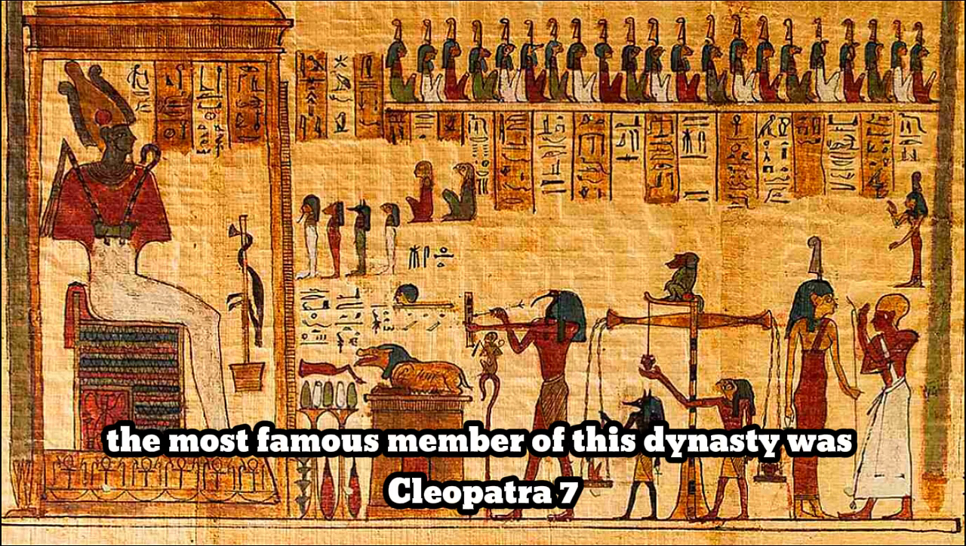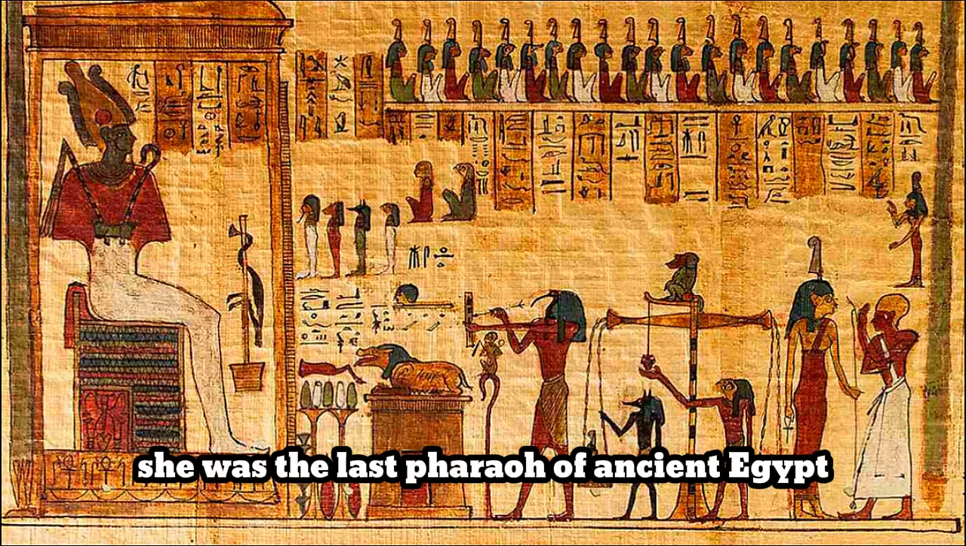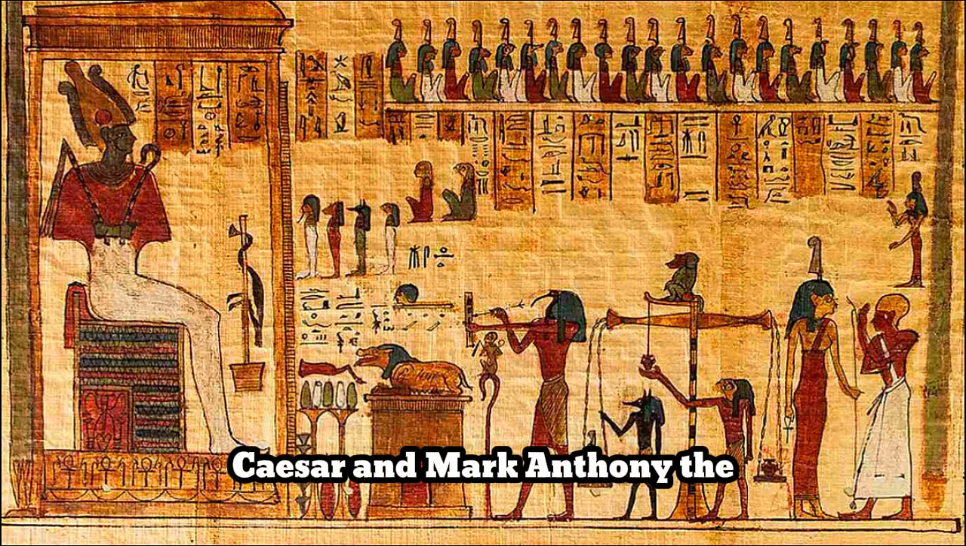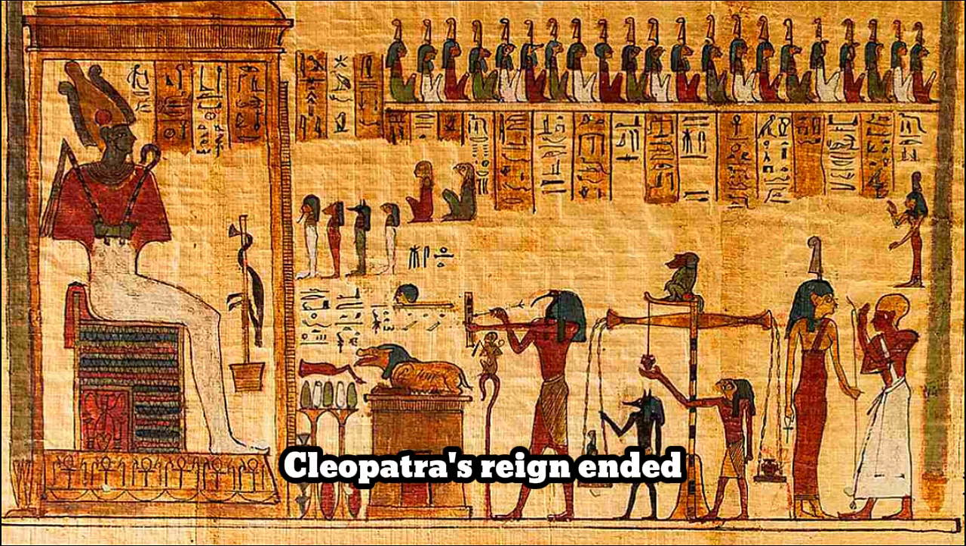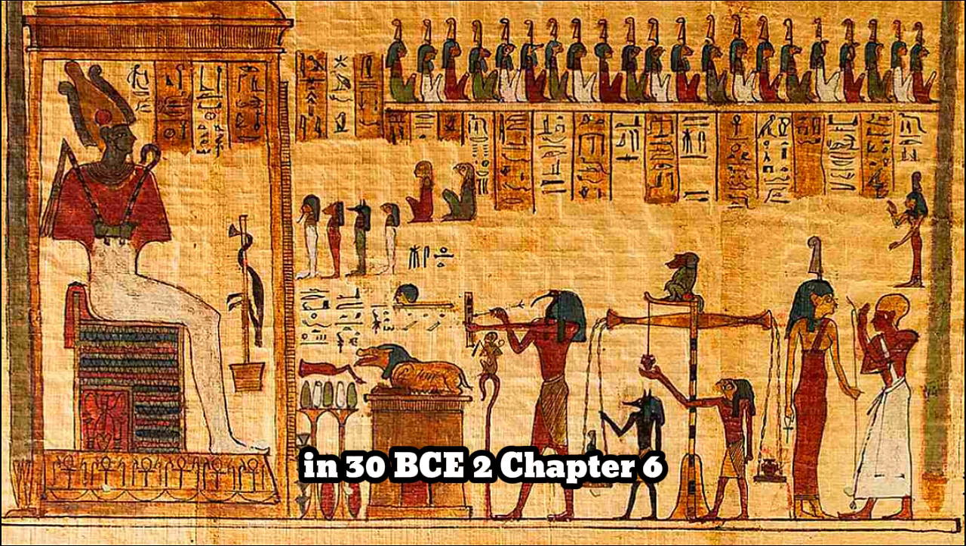The most famous member of this dynasty was Cleopatra VII. She was the last pharaoh of ancient Egypt and is known for her relationships with Julius Caesar and Mark Antony. Cleopatra's reign ended when Egypt became a province of the Roman Empire in 30 BCE.